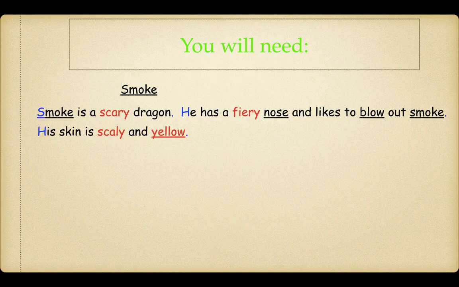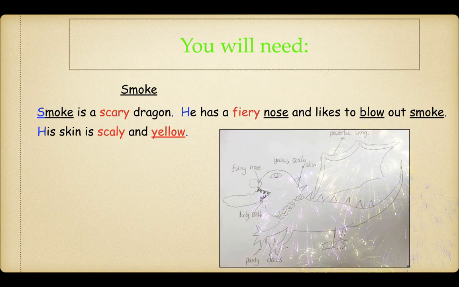So I did the blue letters. Those are capital letters at the beginning of the sentence. And there's a blue dot at the end of each sentence for the full stop. And all the adjectives are coloured in red. So we were practicing adjectives because they describe a noun. So let's move on to the next step.